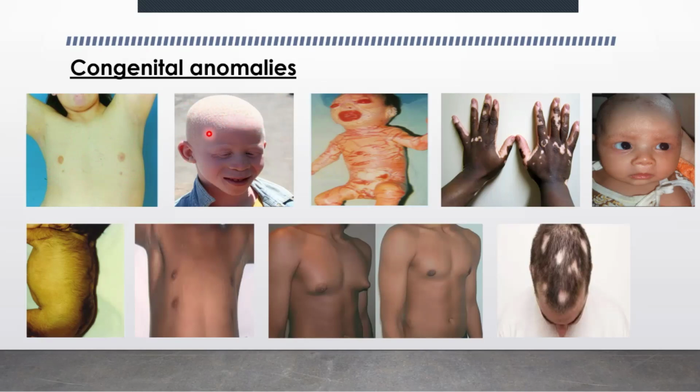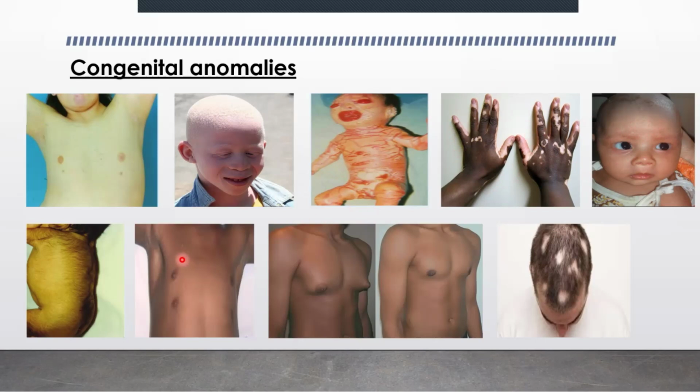This is albinism. You can appreciate this albinism. This is ichthyosis vulgaris, which is hyperkeratinization. These harlequin fetuses ideally come from hyperkeratinization, the ichthyosis vulgaris. Then this is vitiligo. You can appreciate the patchy absence of melanin. Then this is congenital atrichia, so absence of hair patches.